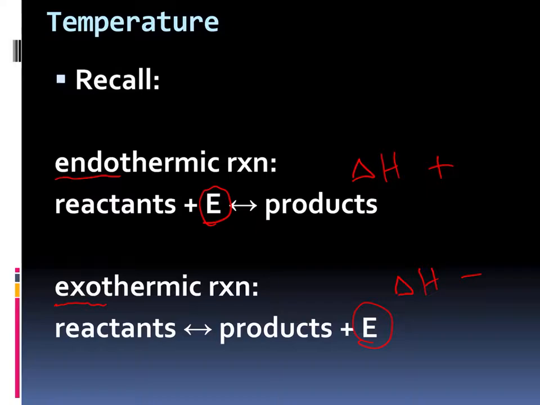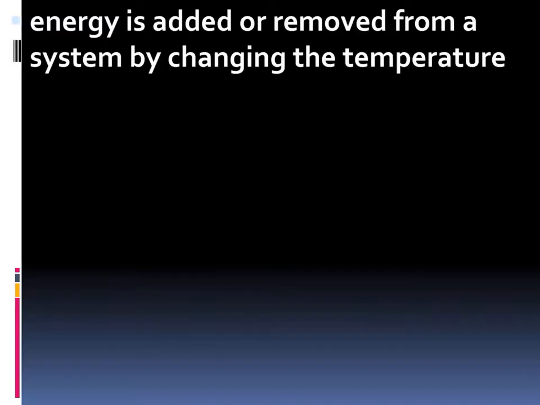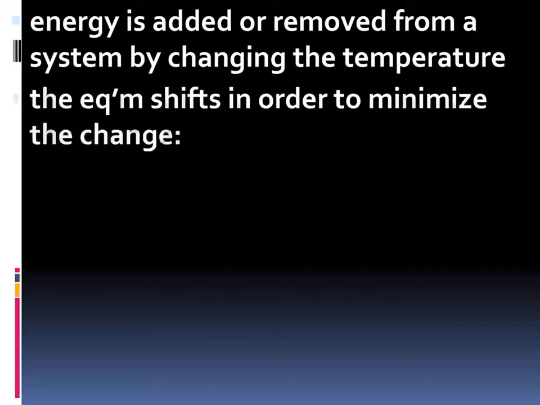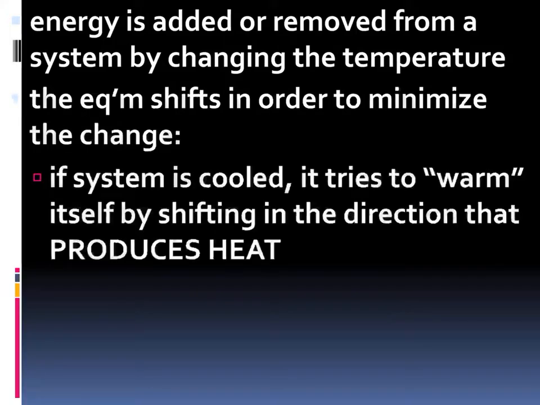When you talk about temperature, the stress could be listed as increasing heat or increasing temperature or increasing energy. All of those are equivalent. Okay, so energy is either, like I said, there's only 2 choices. You either heat it up, you add energy, or you cool it down, or you remove it. So if the system is cooled, then that is the stress. So then it's going to try to warm itself up. So it's going to shift or favor one of the sides that is going to produce heat.